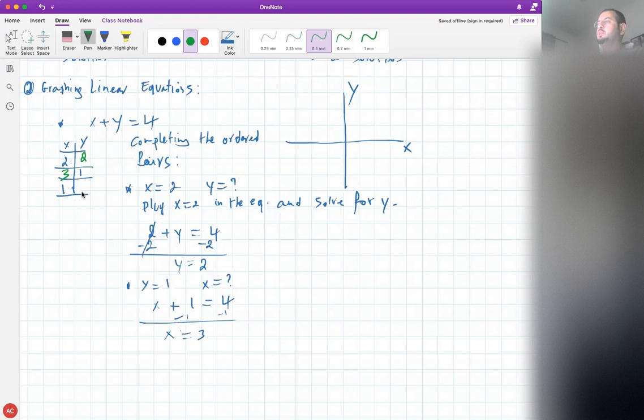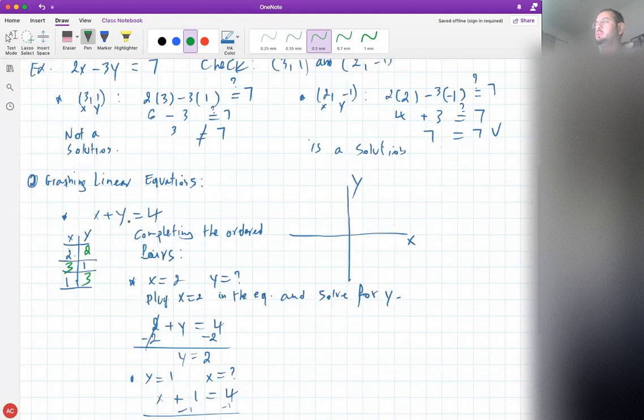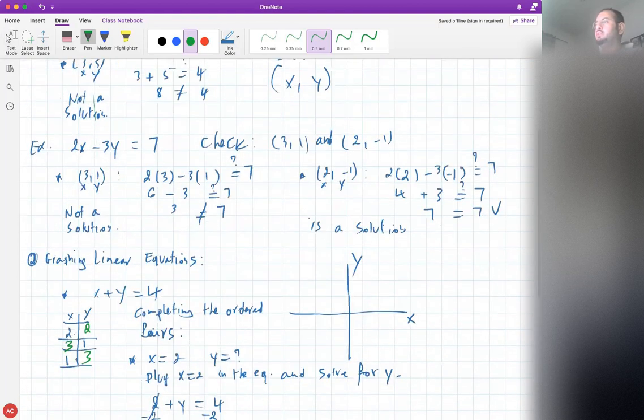And of course, the same for the other one. If x is 1, this would be 3. Or you could do it the same way. So it's not always this easy. It's not always easy to just complete by looking at the numbers. For example, here, for this equation, it won't be easy to find y if, for example, x is 5. It's not going to be easy to find y just by looking at it. You will have to plug the x and solve for the y.